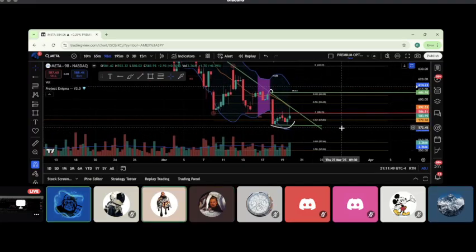Anyway, sticking with the SPY for a while. Dude, that red candle yesterday. That red candle is nuts. Yeah. Oh yeah, absolutely. That's disgusting.